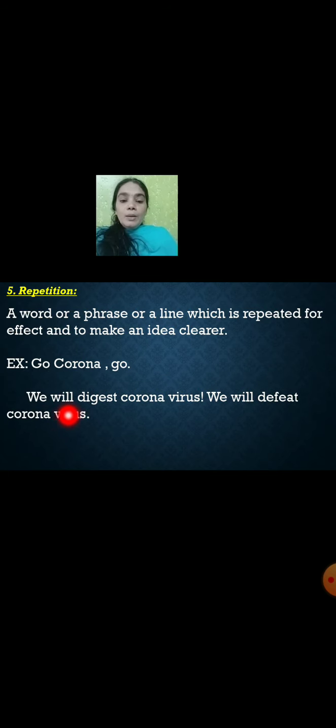We will defeat coronavirus. Children, repeat: We will defeat coronavirus. What is repeated? Very good, the words we will. Here we will and here also we will. Children, isn't it very effective? And the idea is very clear. So by repeating words, you can present your ideas very effectively.